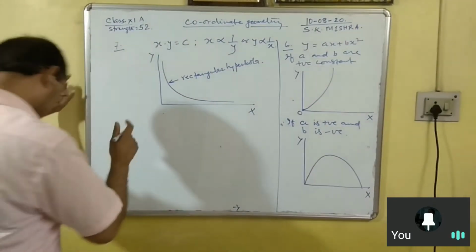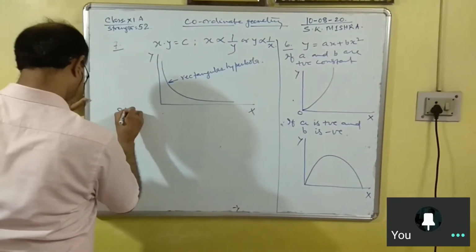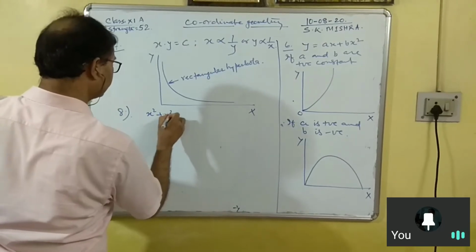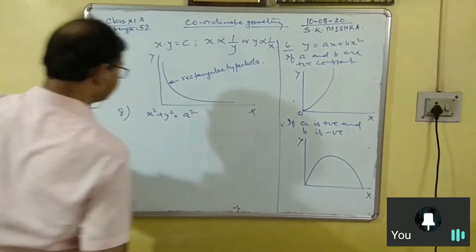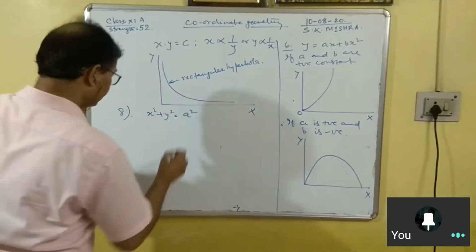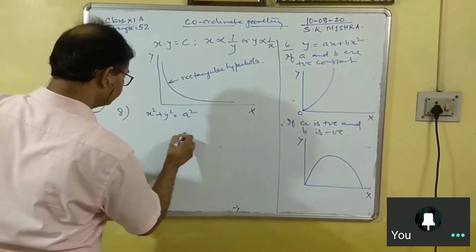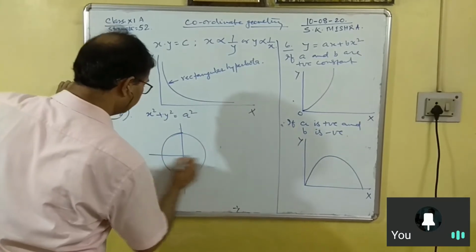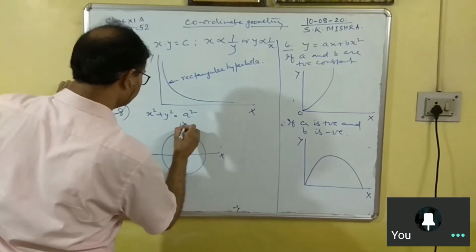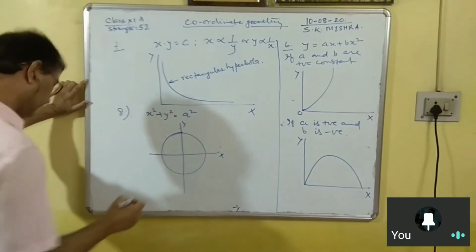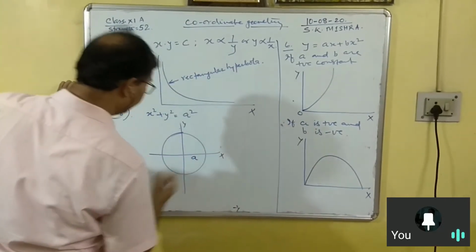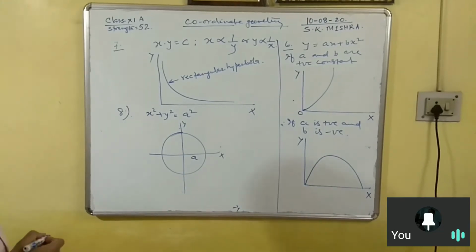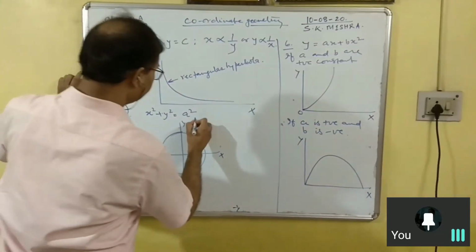Now the next one is 8: x square plus y square is equal to a square. Actually, this is the equation of a circle. If you have a circle, x-axis, y-axis, and the radius of the circle is a, then the equation will be x square plus y square is equal to a square. So this represents a circle.